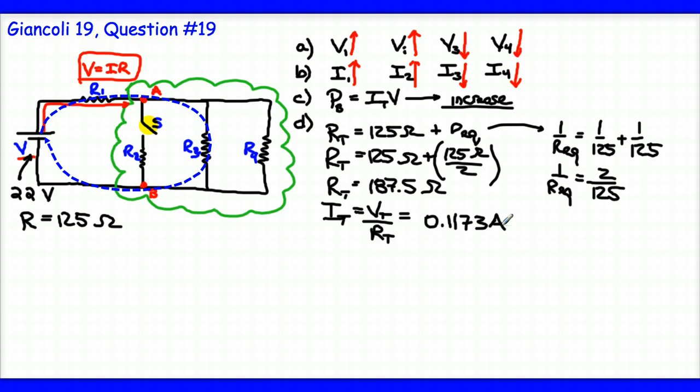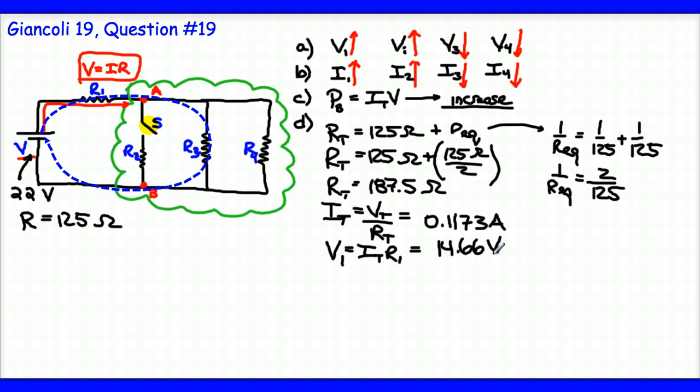So now I can use Ohm's law locally at component number 1. So I'll say V1 is equal to the current, total current, times R1. And I'm going to multiply 0.1173 amps times 125 ohms, and I get 14.66 volts. So there's the voltage dropped across resistor R1.